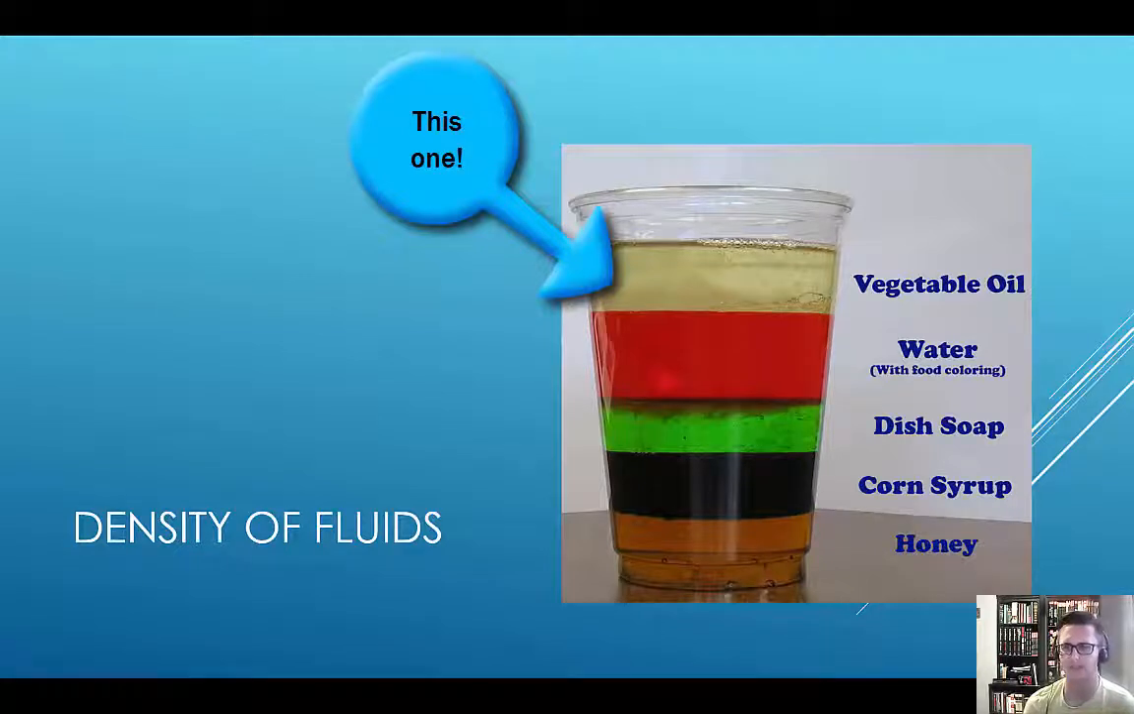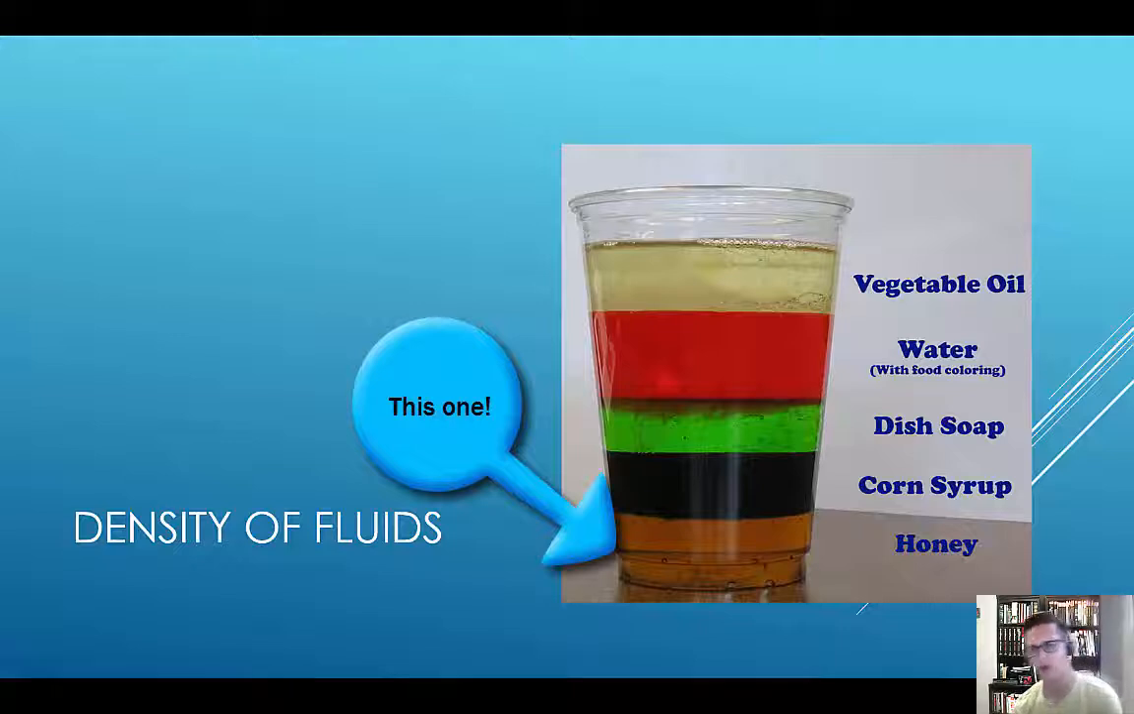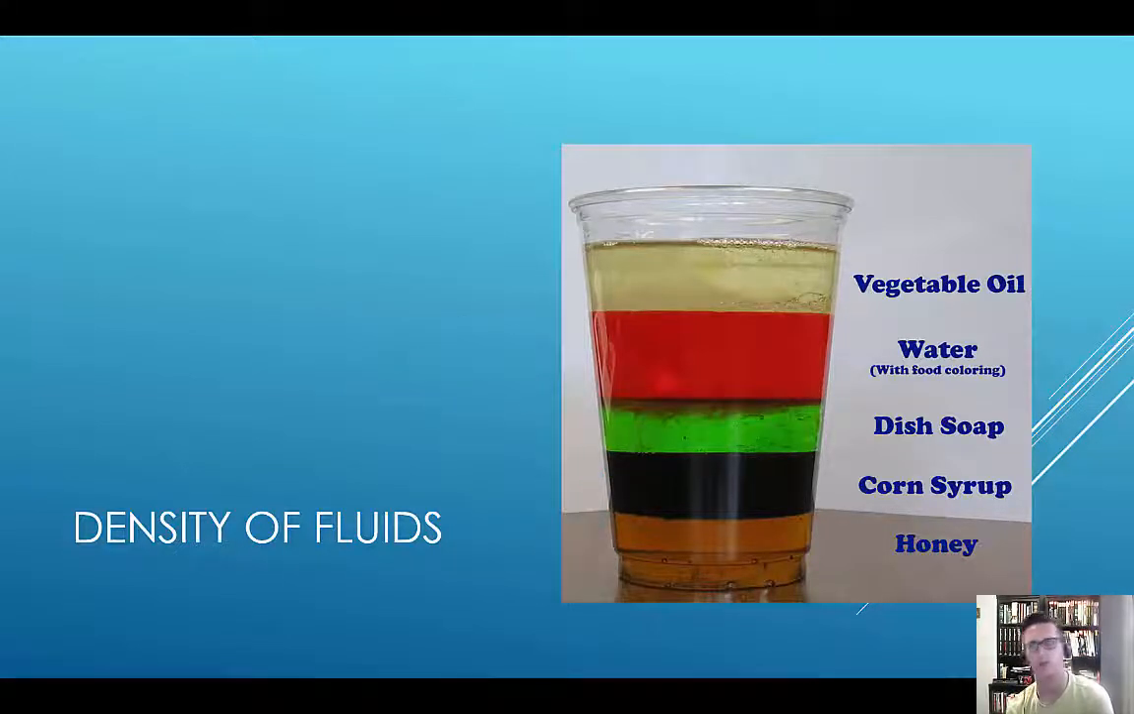And that is because its density is less than the water, therefore it floats. And the most dense fluid would be the honey on the bottom. And that's how density works. Objects are able to float because of their density. And when we deal with water, cold water is lighter than warm water, so it floats.